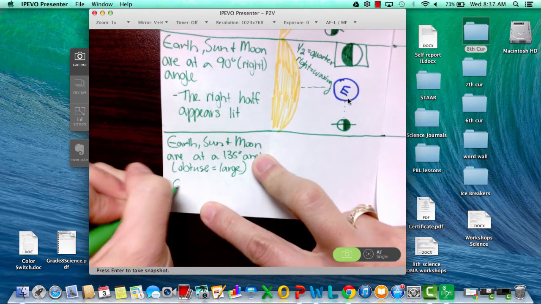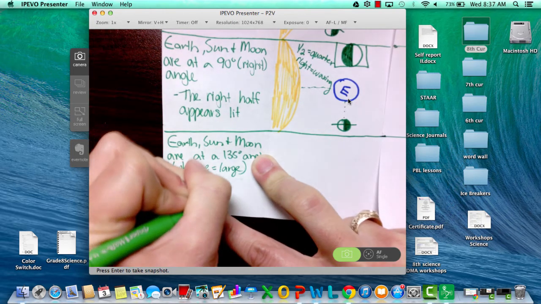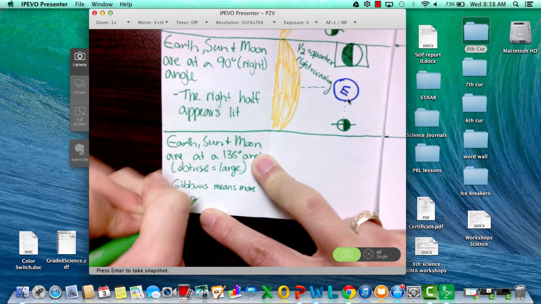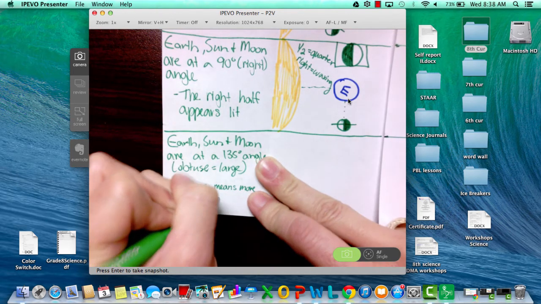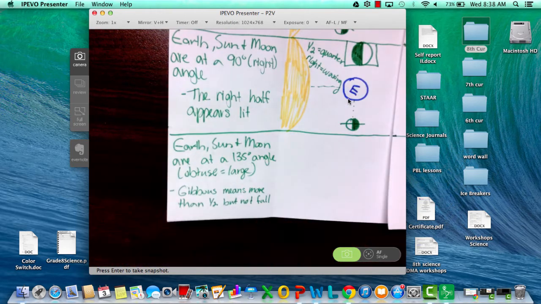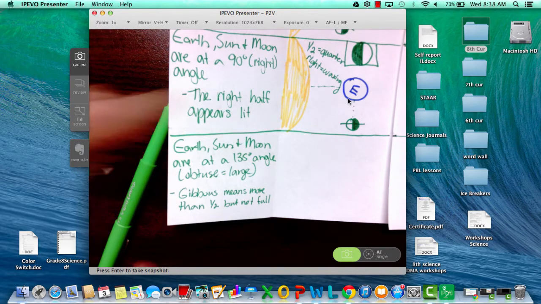So down here, let's write a little note that gibbous means more than half, but not full. So if you're ever looking at the moon and you can tell that it's obviously bigger than a quarter, but it's not completely full, then it is a gibbous. And then just look to see what side is lit. If the right side's lit, it's a waxing gibbous. And if the left side's lit, it is a waning gibbous.